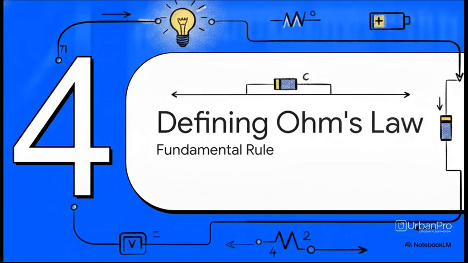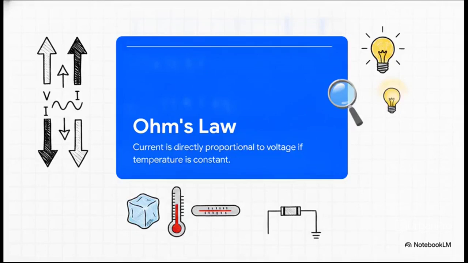Let's shift gears to Section 4, defining Ohm's law. Having solved the component mystery, we're ready for our second mission, dealing with one of the absolute most fundamental rules of circuits. Ohm's law states that the current flowing through a conductor is directly proportional to the voltage across it, provided the temperature remains constant. Basically, if the voltage goes up, the current goes up right along with it. They move in perfect lockstep. But, and this is a massive but, there's a crucial physical constraint here.